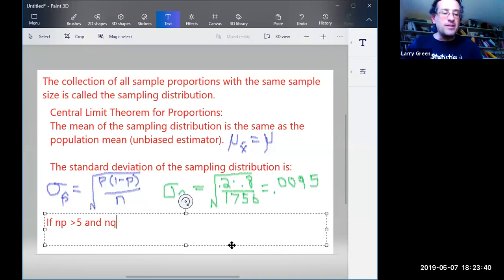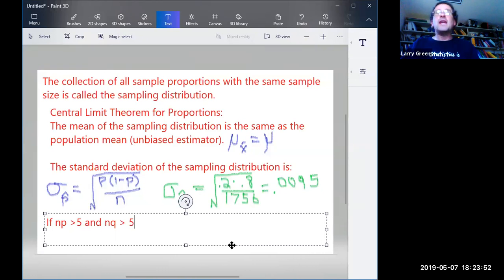Oh, sorry, and I better write it. I'm going to write it as Q and then I can explain what that means. Greater than 5 also. So P is a proportion of yeses. Q is a proportion of no's. So Q is 1 minus P. And so NP is the expected number of yeses, and NQ is the expected number of no's. And if both of those are bigger than 5, then the sampling distribution is approximately normal.